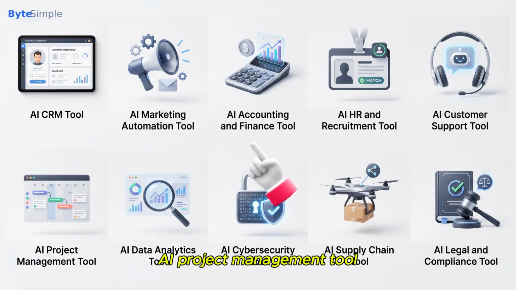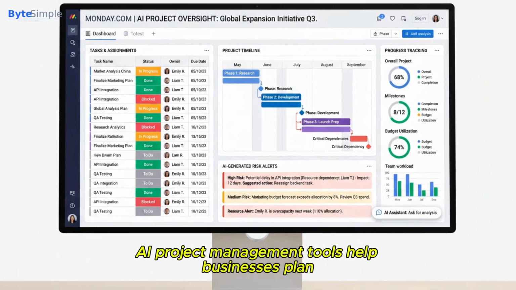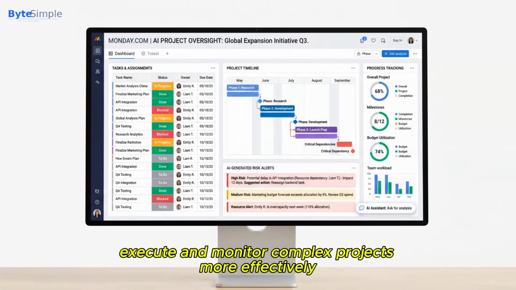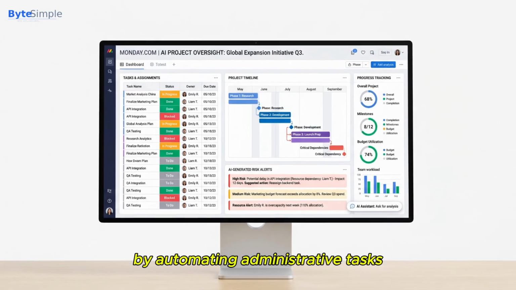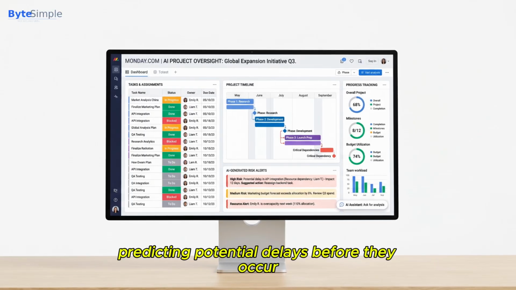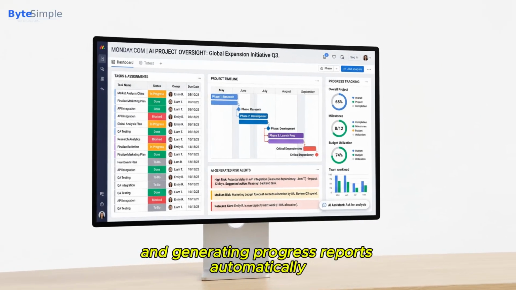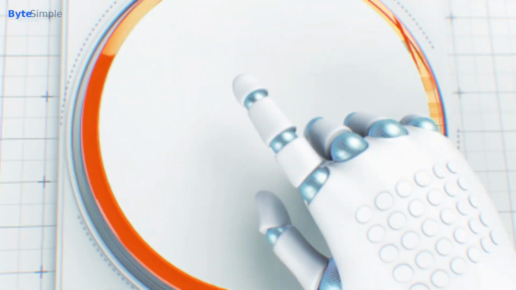AI Project Management Tool. AI project management tools help businesses plan, execute, and monitor complex projects more effectively by automating administrative tasks, predicting potential delays before they occur, optimizing resource allocation, and generating progress reports automatically.